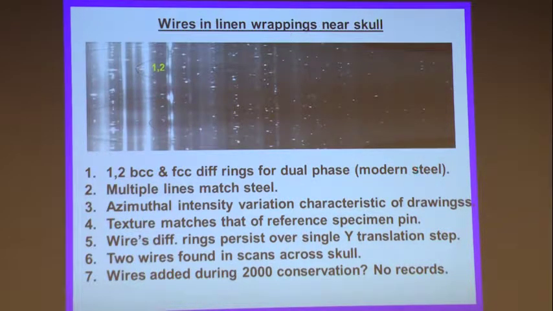Wires within the linen wrappings, we see characteristic texture, and I won't go into any more detail other than this turns out to be a modern steel, and we think the wires were added during conservation in 2000, when the mummy was on exhibit in New York, but there are no records. So this is only an inference.